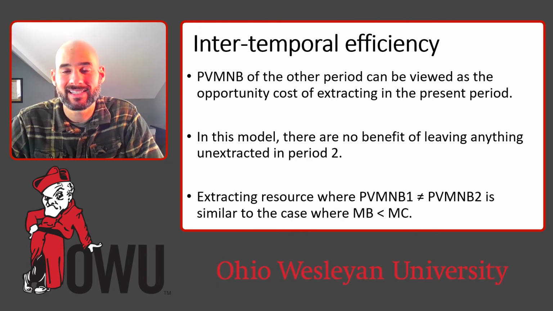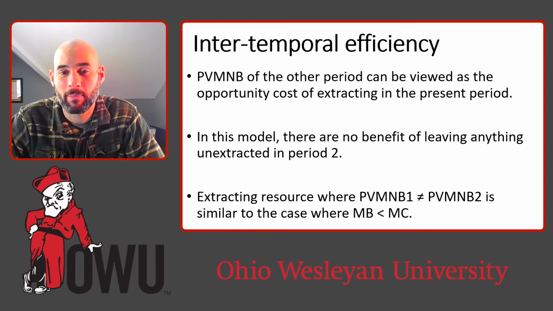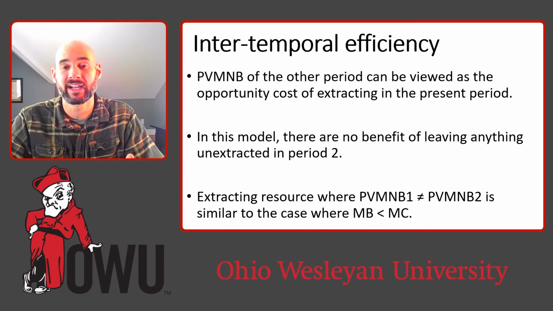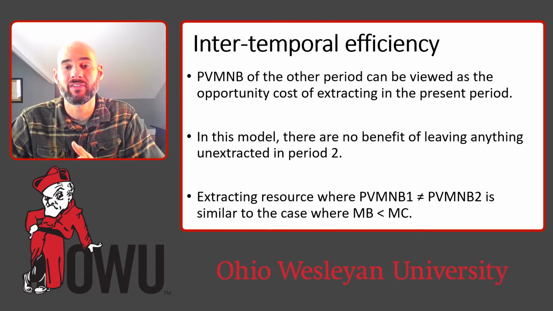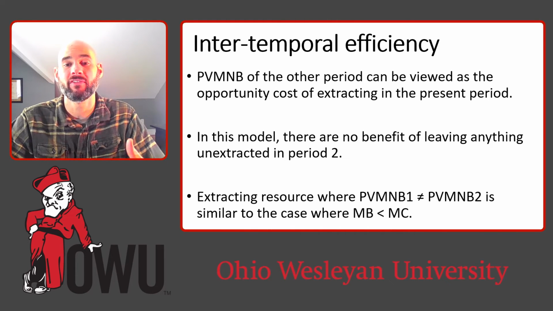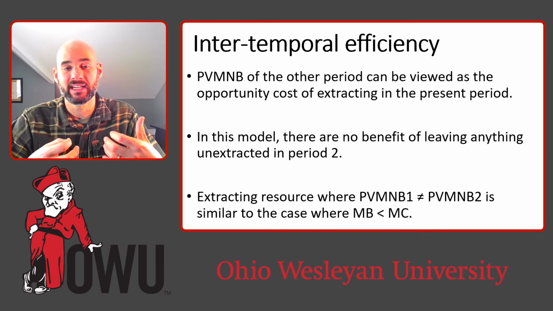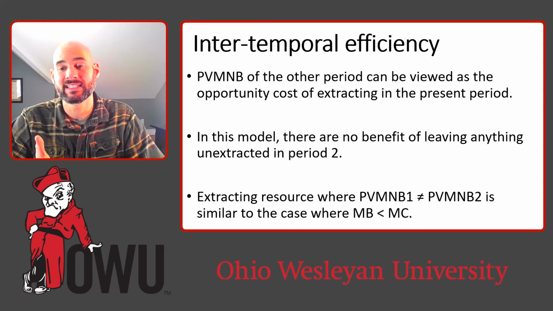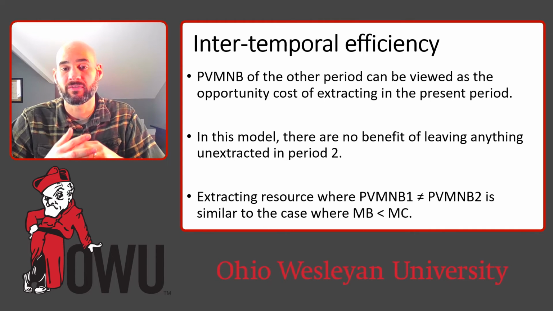So thinking back to Econ 101 and our definition of opportunity cost, what we give up to get more of something else, we can think of the present value of the marginal net benefit of the other period as the opportunity cost of extracting in the present period. So to get more extraction in a given time period, what we're giving up is extraction in the future. And since in this particular example there's no benefit to extraction or consumption in period 3, we're going to fully deplete the resource by the end of period 2.